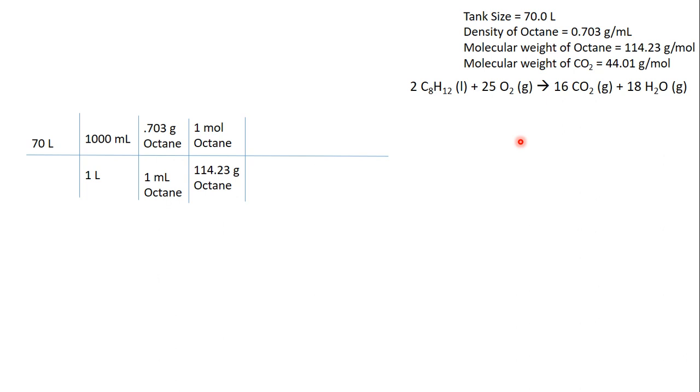Alright? But we don't want to be in octane, we want to be in carbon dioxide. Now, this reaction stoichiometry actually gives us a way to go from octane to carbon dioxide. So for every 2 moles of octane we make 16 moles of carbon dioxide. And if you remember, the original question was how many grams of carbon dioxide do I release? Well, that's just molar mass. For the molar mass of carbon dioxide given here, 1 mole of CO2 is equal to 44.01 grams of CO2.